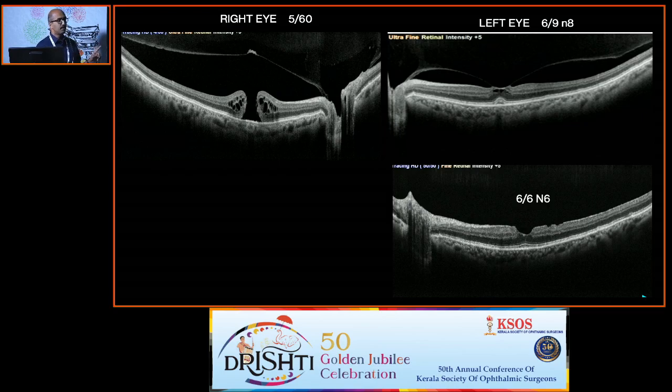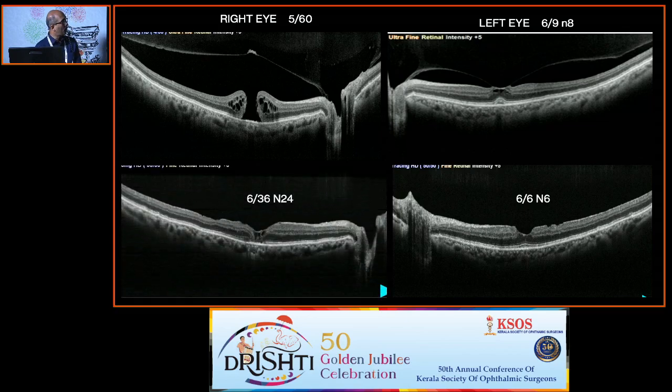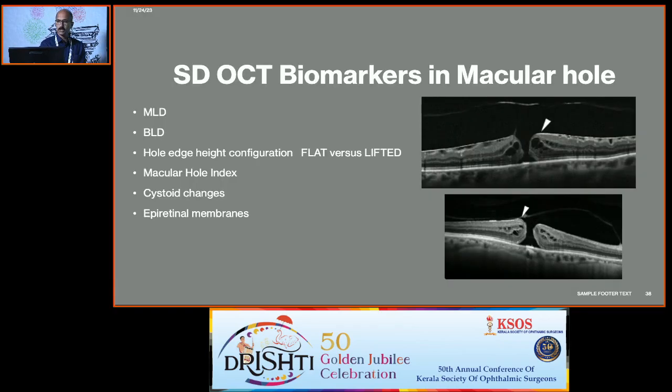Operate these eyes, especially the ones with the other eye having macular holes. Even in early VMT, you need to consider surgery because definitely that's going to give good visual acuity. The other eye we also operated, had a type 1 closure of the macular hole, but the vision is only 6/36. So that is my take home message.